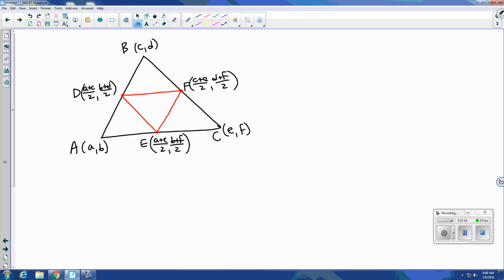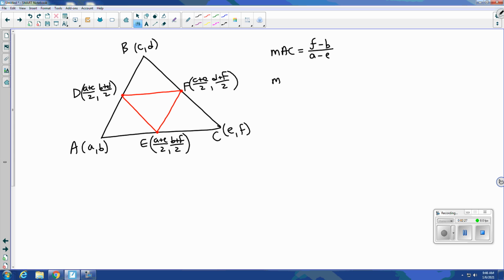Now, it looks in this diagram like the mid-segment I've drawn should run parallel to one of the sides. So mid-segment DF should run parallel to AC, and we can check that by calculating slope. If the slopes are the same, they'll be parallel. So let's say the slope of AC, that bottom side, will be change in y, F minus B, over change in x, which is A minus E.